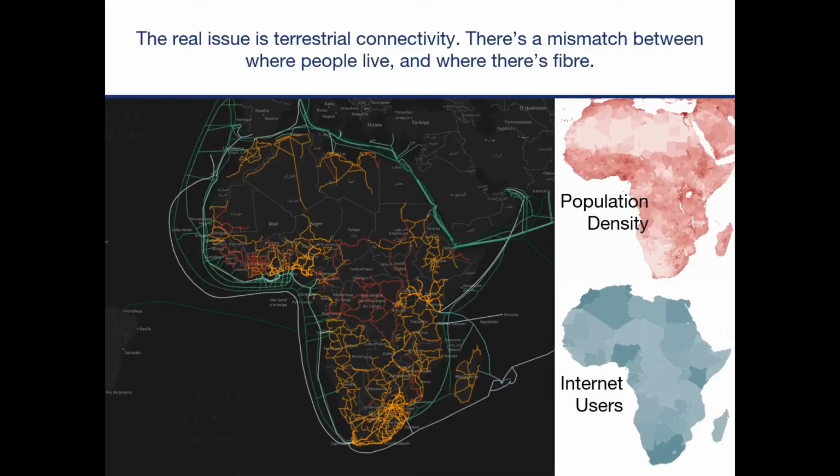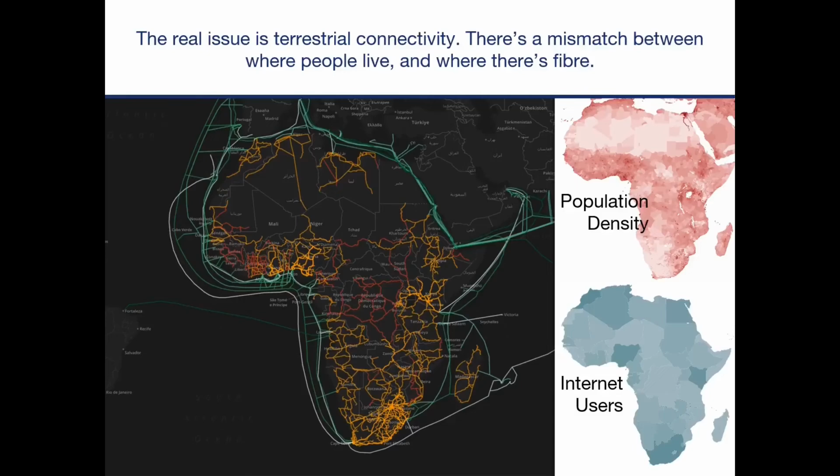The real issue in Africa is terrestrial connectivity. There's a mismatch between where people live and where there's fiber. You can see in Central Africa there are relatively few fibers compared to the darker red on the plot on the top right, which is population density. The orange lines on the left are existing fiber, and the red lines are fiber under construction. It's quite clear that where there is more fiber, there are more internet users, if you have a look at the bottom right. It seems like the problem is being solved, but the space between fibers is actually really vast, as you'll see soon.